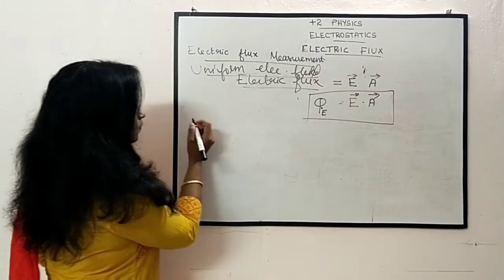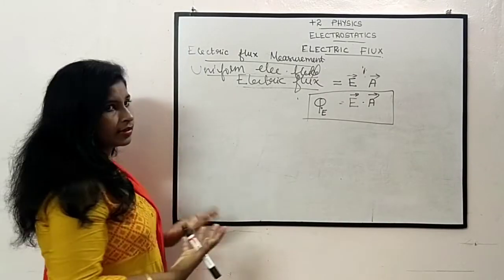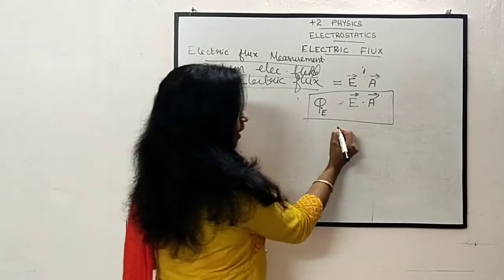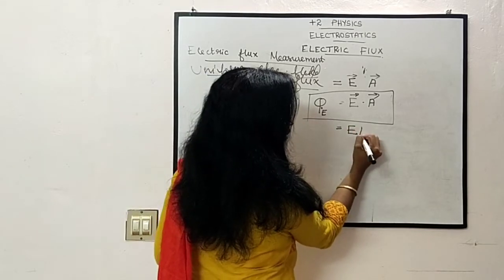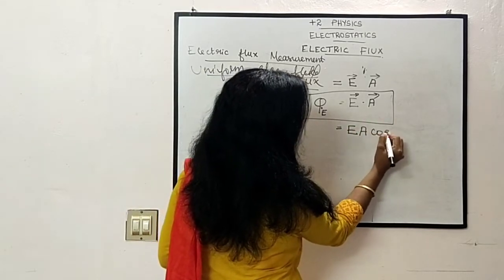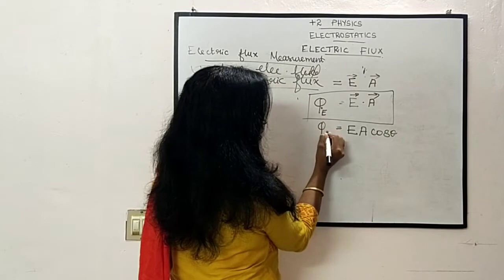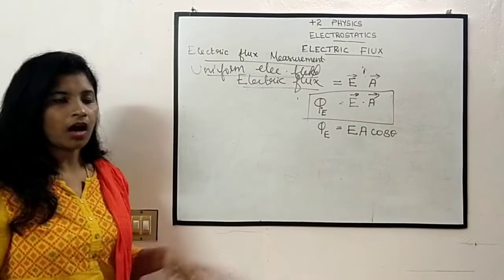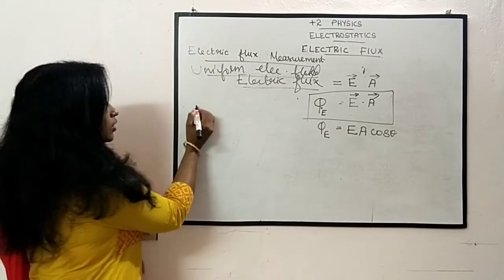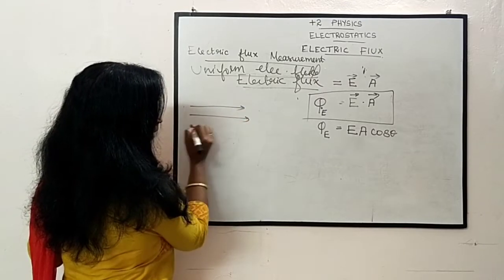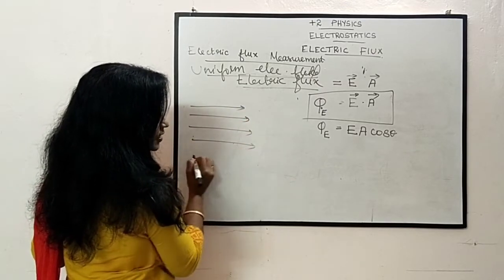So now we can calculate for different factors. What is E dot A? E dot A means nothing but the dot product of E and A, so it involves cos theta. So phi E is equal to EA cos theta. Now take a uniform electric field like this. Let us discuss various cases.